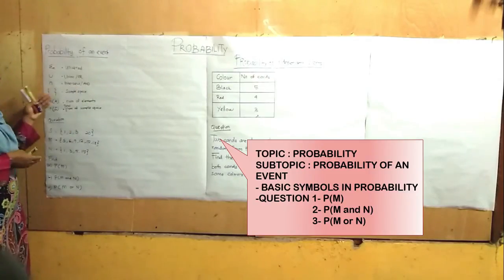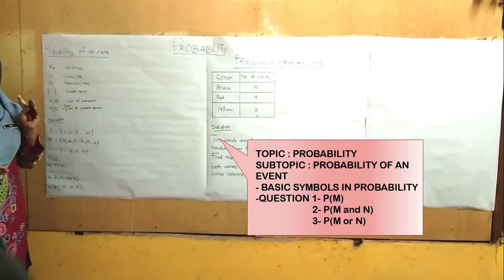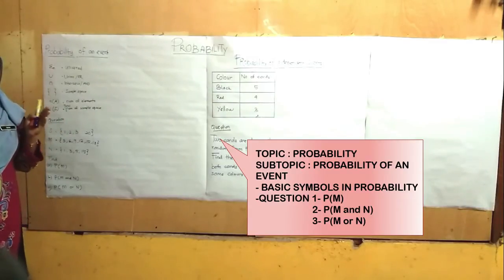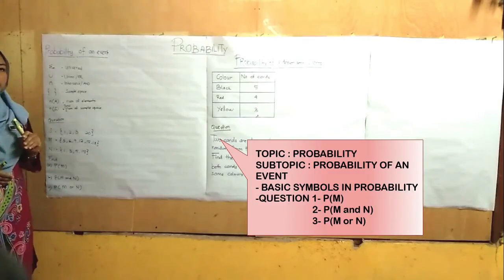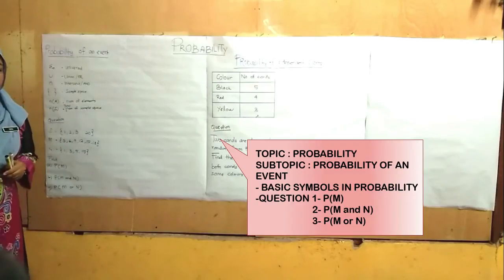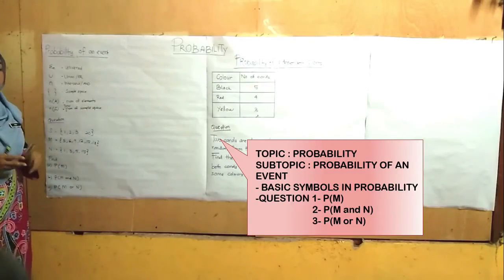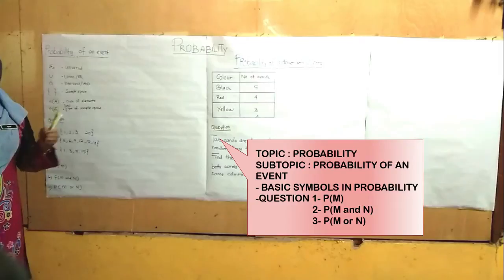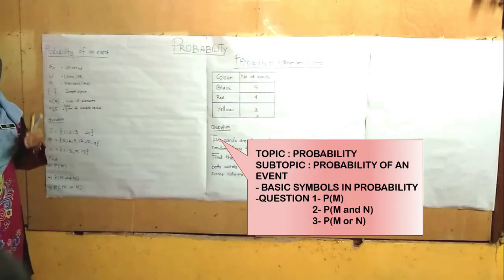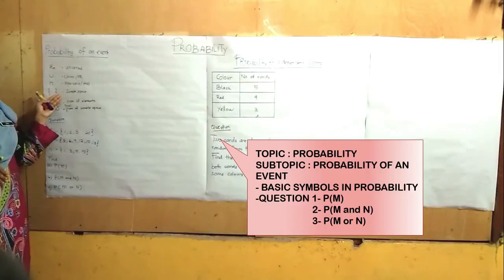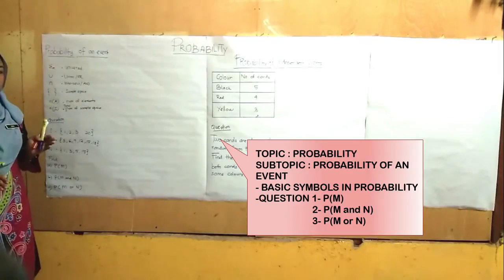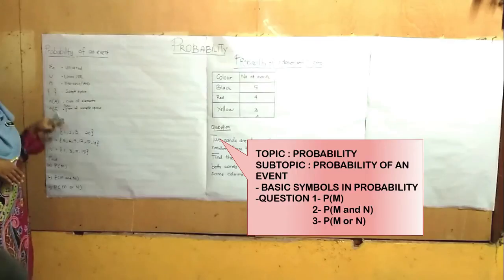The next symbol is intersect, or AND, which means the same elements in both or more events. For example, we have events M and N. The same elements in both events, we call that intersect. The next symbol is sample space, which is the curly bracket.